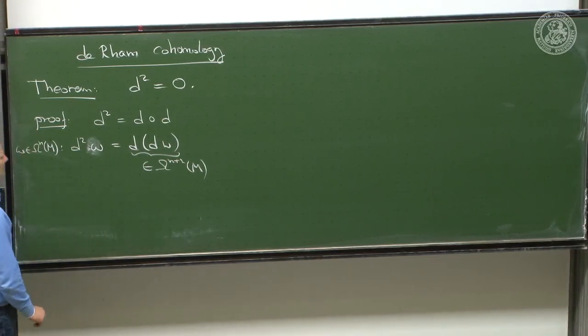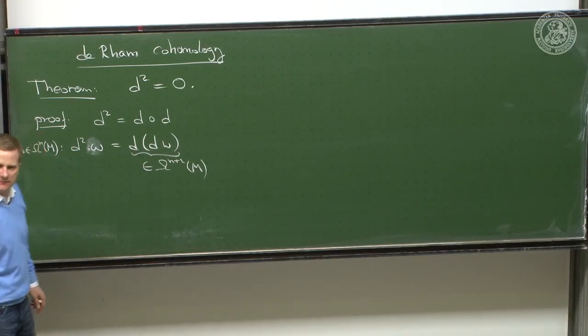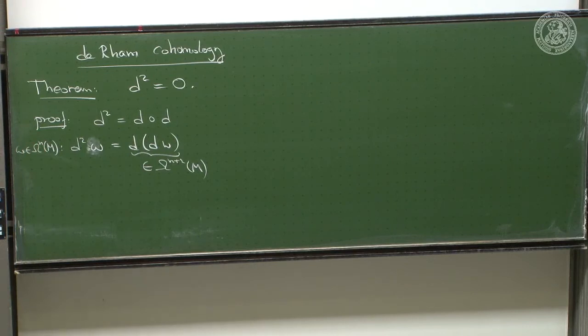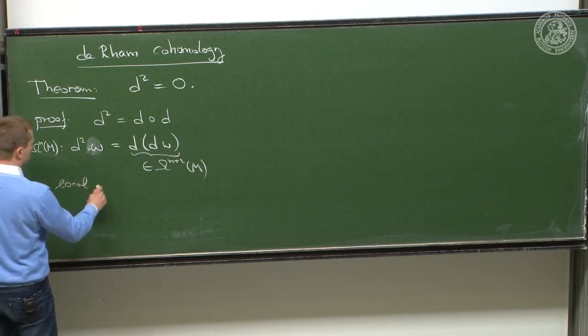And well, you can show this directly from the definition of the d. But it's a little involved. You can show it immediately in local coordinates.